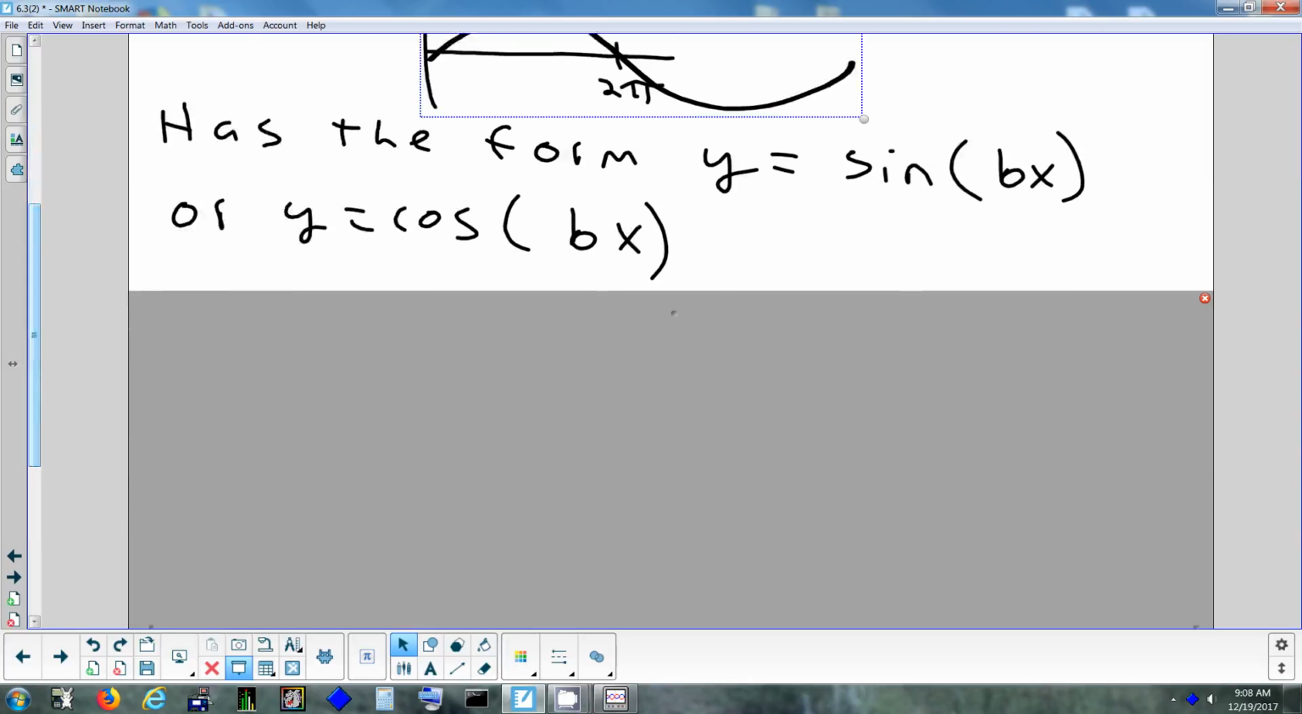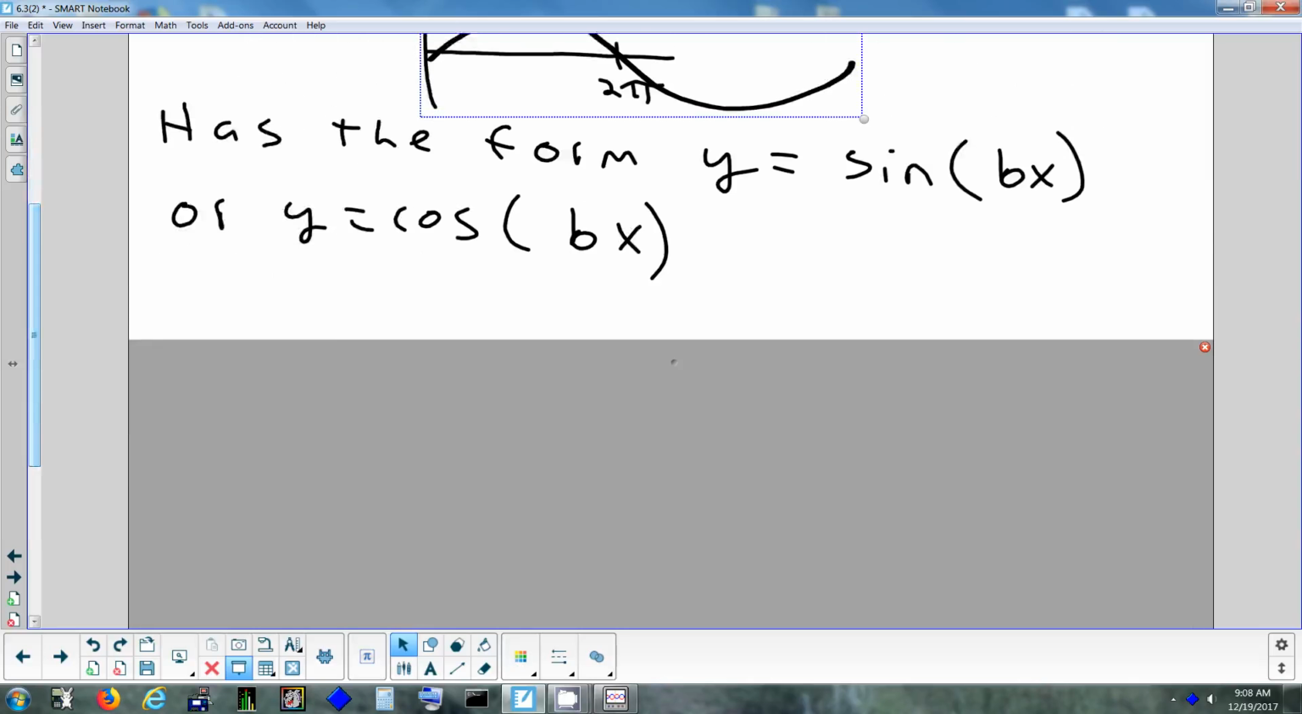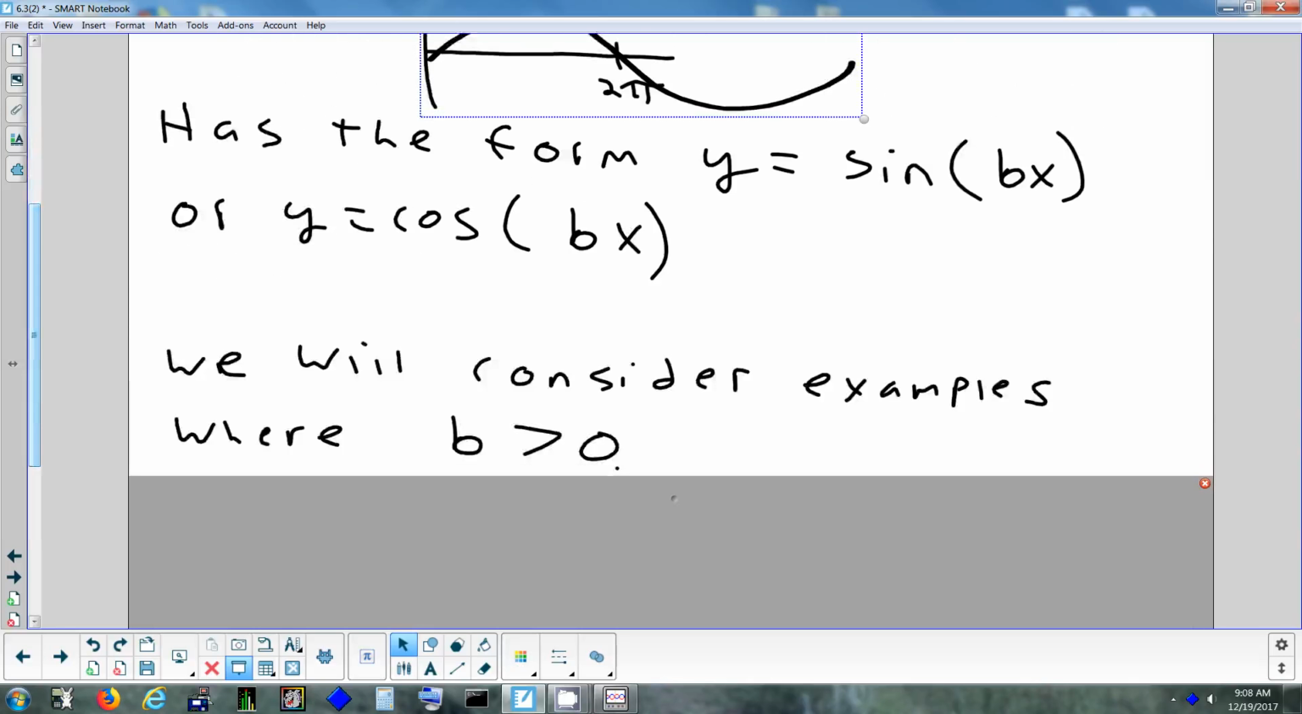And of course, if you have a problem where you don't have all four in the same problem, you just do whichever ones you have in the order I just said. We're going to be looking at examples where B is greater than 0. We could do less than 0. It would just cause a reflection. That would be a horizontal reflection, which would be over the y-axis. But for our purposes, we'll just let B be positive.